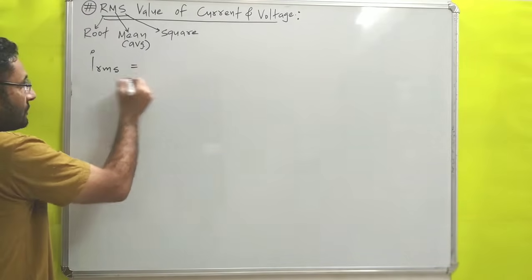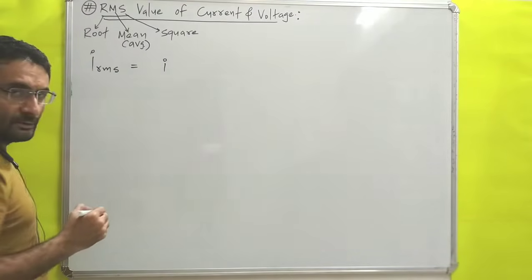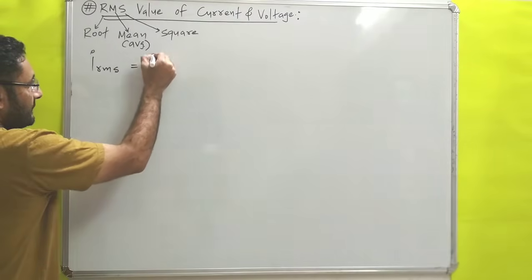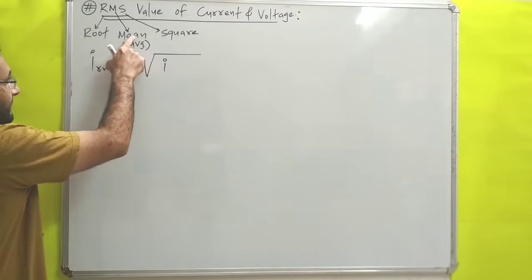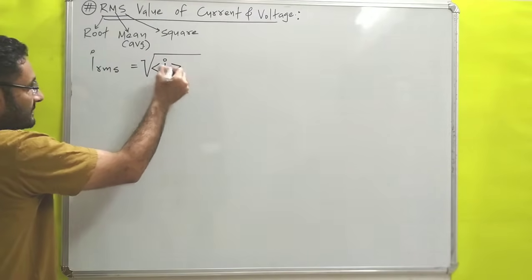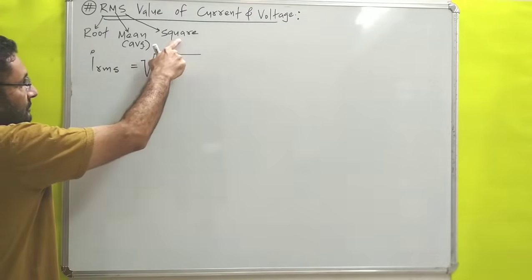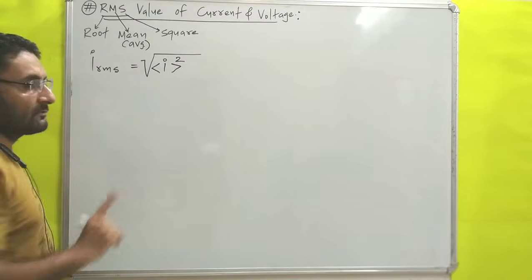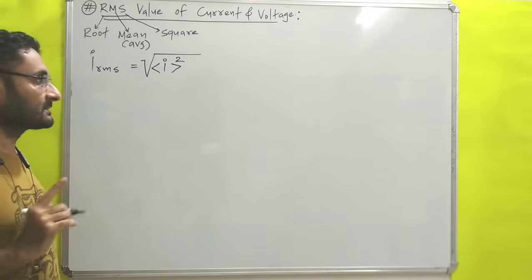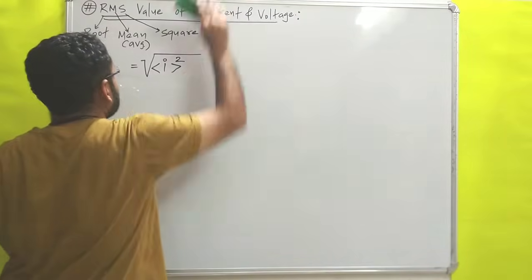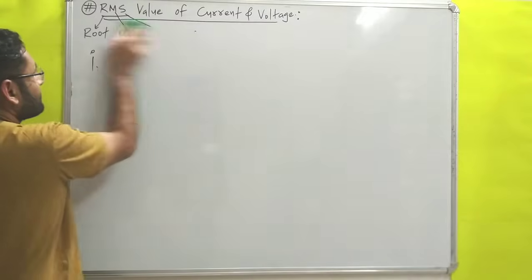If you want to find out the value of IRMS, then what you have to do? First of all, you have the value of current, okay, then you will take the root of it. So I will take root of it, then you will take mean of it or average of it. So symbol of mean or average is this, and then you will do the square. So that is your square. So in this way you can find out the value of IRMS. Okay, so meaning of RMS is clear to you, which is root mean square.